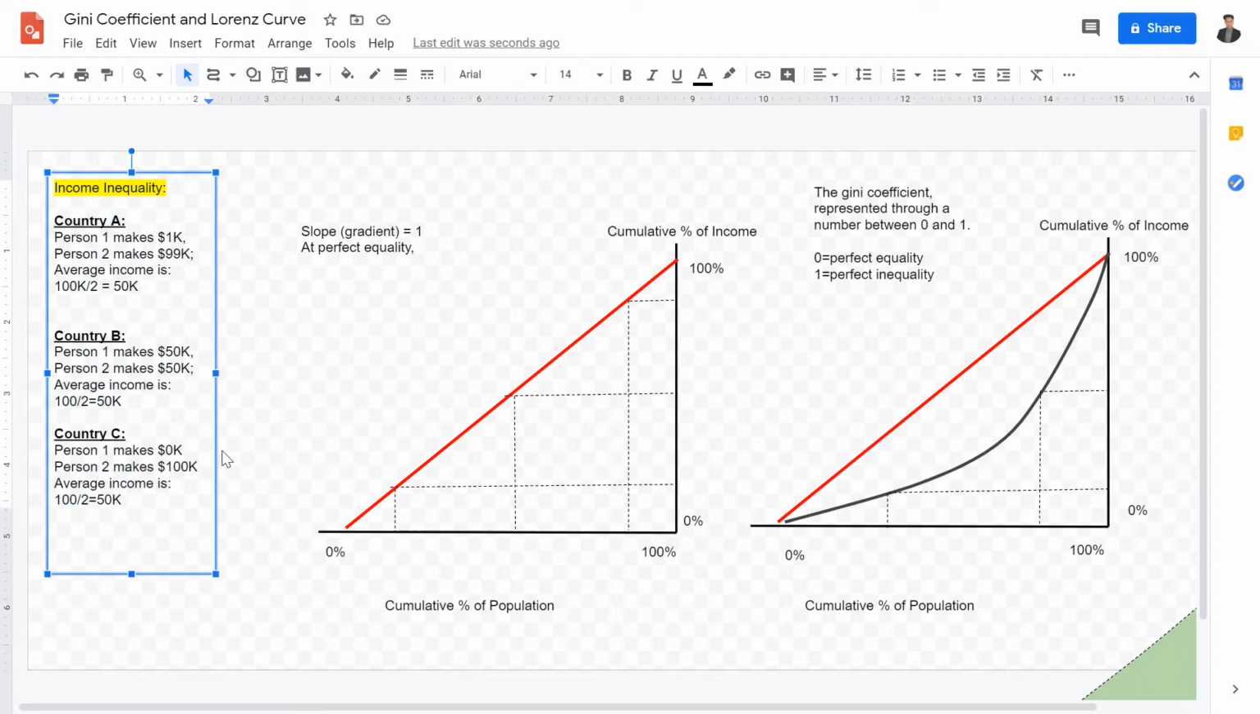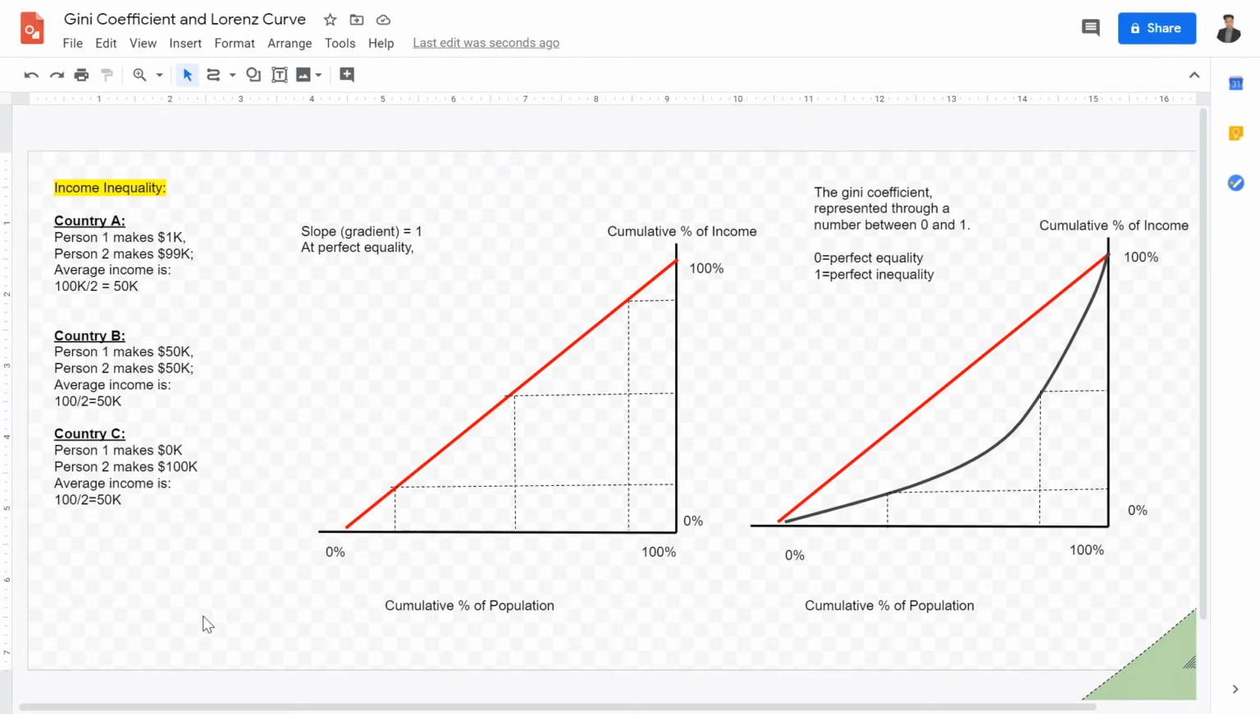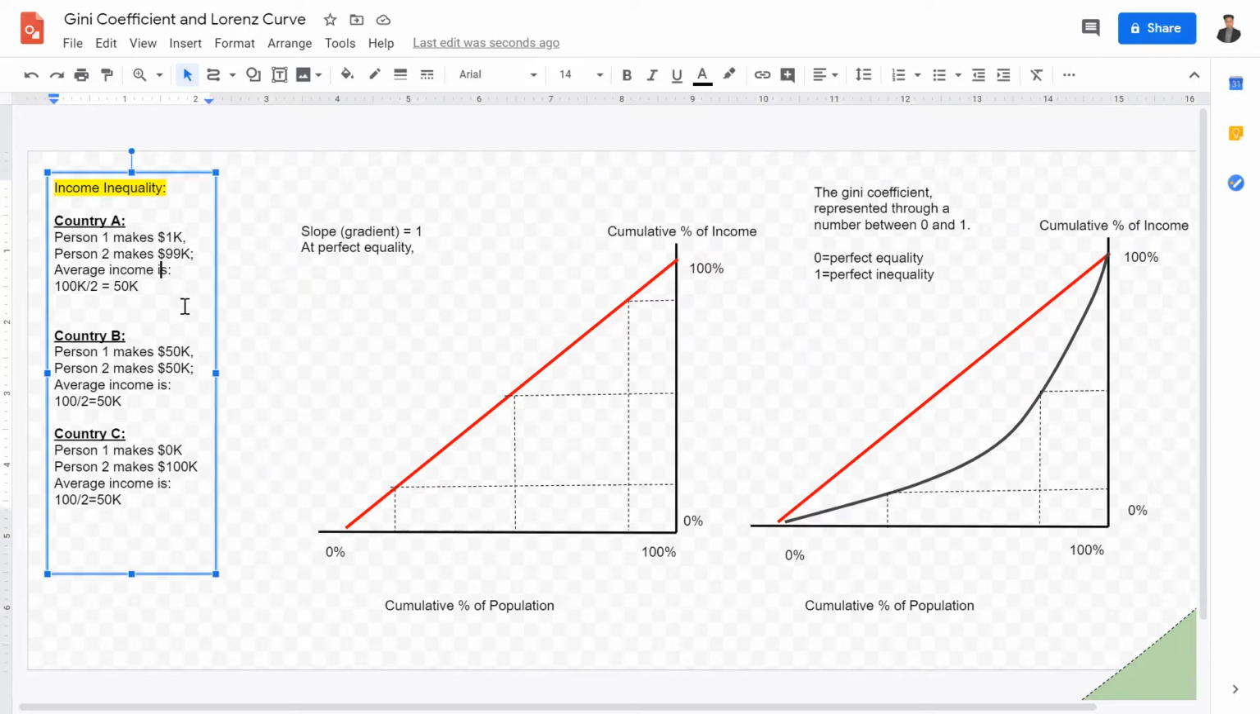When we look at gross domestic product, gross national income, purchasing power parity, we all look at the average, right? The average GDP per capita. So we divide the GDP by the population. However, that doesn't show us anything. That doesn't show us the inequality. From country A, B, and C, we have anything from perfect equality to high inequality to perfect inequality.